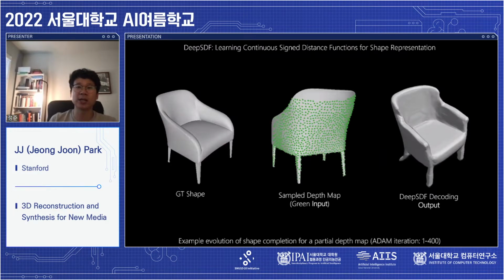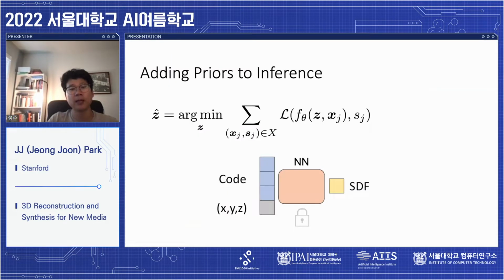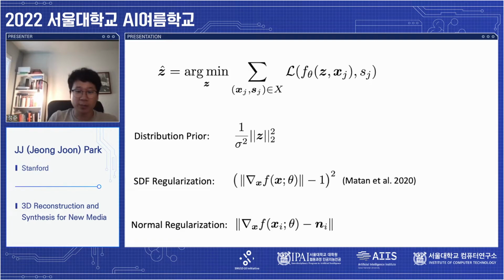You see on the right side, the shape is being optimized to fit the backside of the chair. And as mentioned earlier, in terms of equation, we can optimize for the code Z by minimizing the loss in the output SDFs. And a nice property of this autodecoder inference is that we can also add priors in this optimization, which is a difference between this and the feedforward networks.